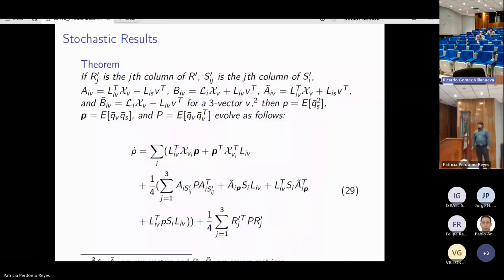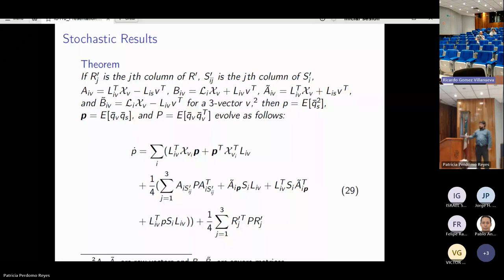Now, what do we have for our corresponding matrix equations here? If we let p scalar be the expectation of qs bar squared, the scalar component of the error squared, p vector being the expectation of qv bar qs bar, and then p matrix being the expectation of qv bar qv bar transposed, we have the following. These are the dynamics of p scalar. Also we have these shorthands for these expressions, the A's and B's that appear here.